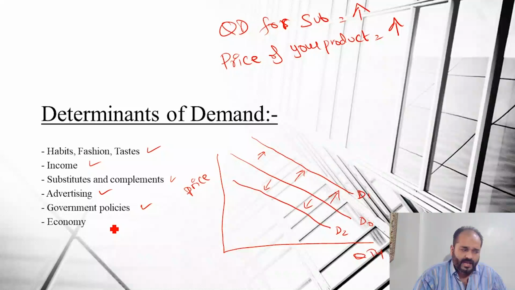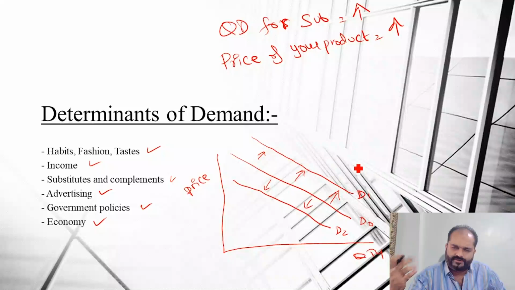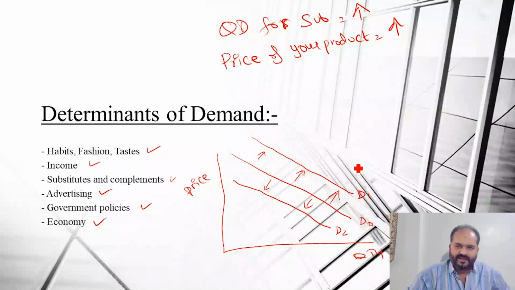Then finally you have economy. So if the economy is doing good, you get a new natural resource. So for example, you get a natural resource. My house, my place over here, we discover oil from here. What will happen is, automatically the price or the demand for my house or my apartment will increase.